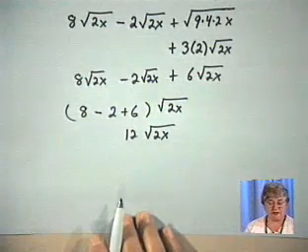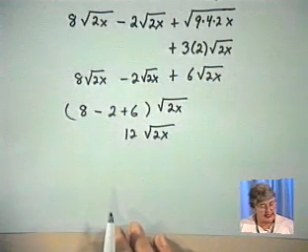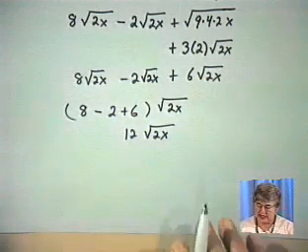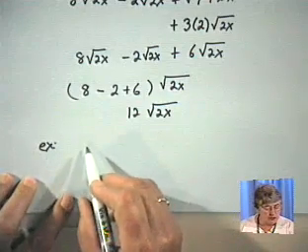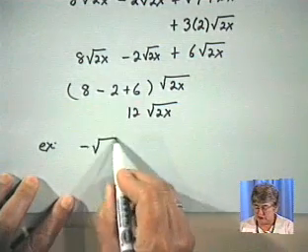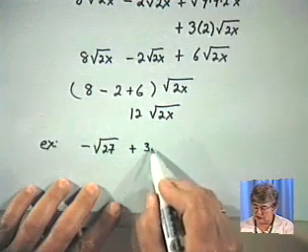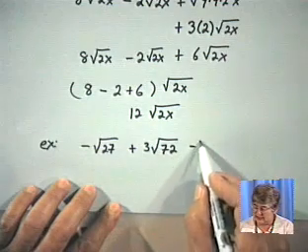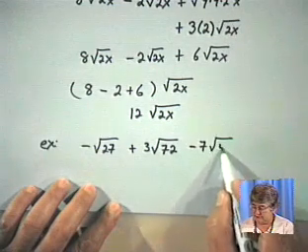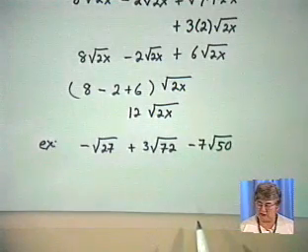Now, let's look at another problem. Suppose we have a negative square root of 27, plus 3 times the square root of 72, minus 7 times the square root of 50. Okay? Let's simplify each radical first.